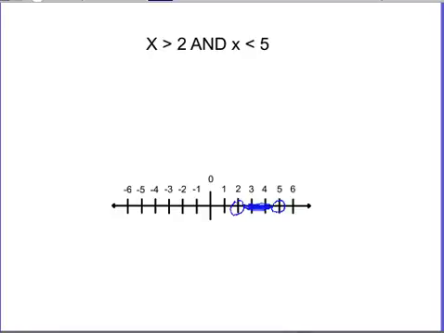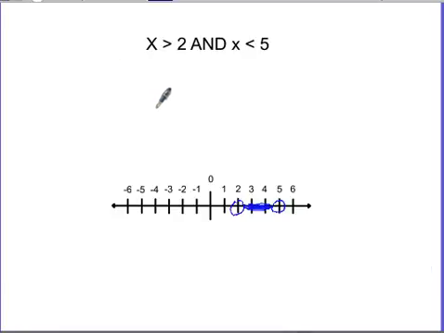This is called an intersection, because if we graphed each of these individually, you would have one graph that goes this direction and goes forever greater than 2. And another one that graphs at 5 and goes this way forever less than 5. But that place where they meet is called an intersection of those two graphs. And so when you have the word "and," you have an intersection of the two graphs.